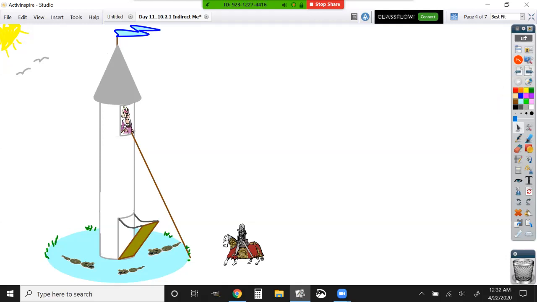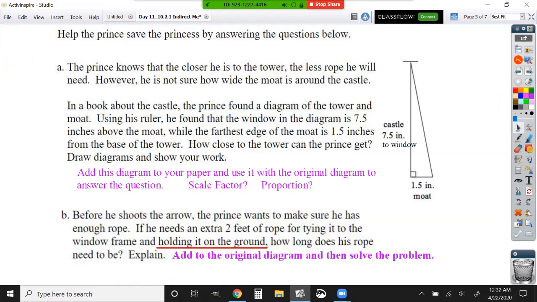Let's see here. Help the prince save the princess by answering these questions. A, the prince knows that the closer he is to the tower, the less rope he will need. However, he's not sure how wide the moat is around the castle. In a book about the castle, the prince found a diagram of the tower and the moat. Using his ruler, he found that the window in the diagram is 7.5 inches above the moat, while the farthest edge of the moat is 1.5 inches from the base of the tower. How close to the tower can the prince get? Draw a diagram to show your work.